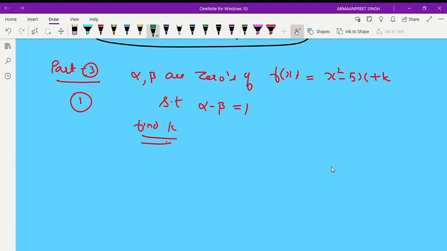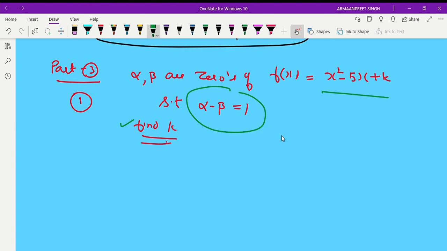Very important question. As the journey is itself the reward, the calculation, the process, is the best part of the question. So let's try to solve this. Alpha and beta are the zeros of the polynomial such that alpha minus beta is equal to k. Find the value of k. Very elegant question for exam.